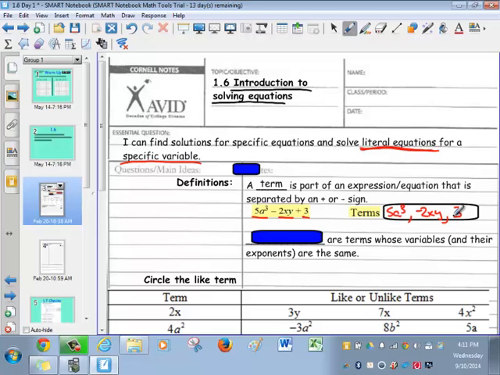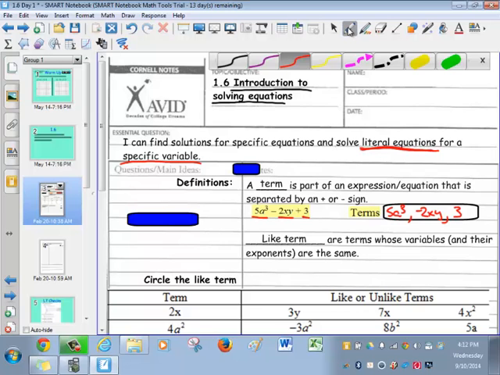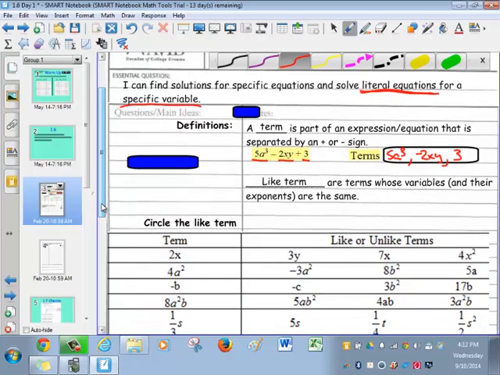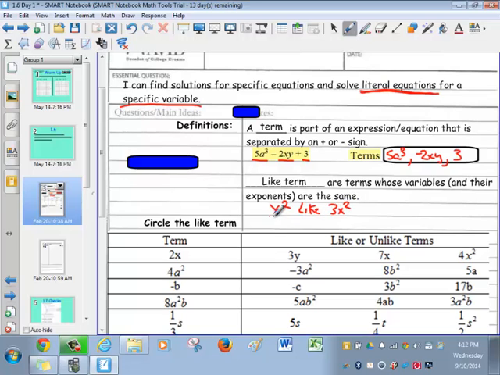Okay. Now, there's another thing I want you to refresh on. This thing's called like terms. And like terms are terms whose variables and their exponents are the same. So, I'll give you an example. If you had x squared, this is like 3x squared, okay? Because the variables are the same, so you both have x, and their exponents are the same.